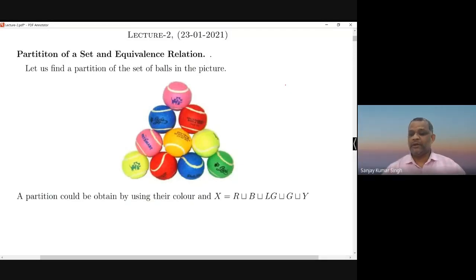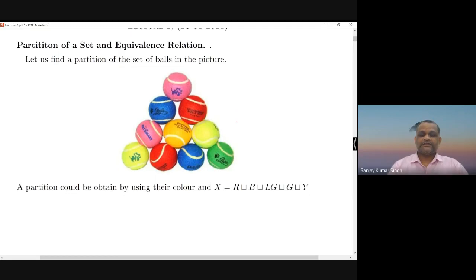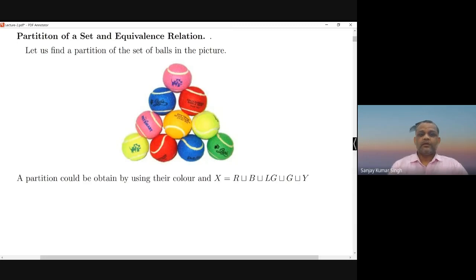So let us start with pictures. Generally in algebra, we don't use too many colored pictures, but I'm trying to use them in my lectures. You can see a picture of a set of balls, many balls. So the question is: let us find a partition of this set of balls.